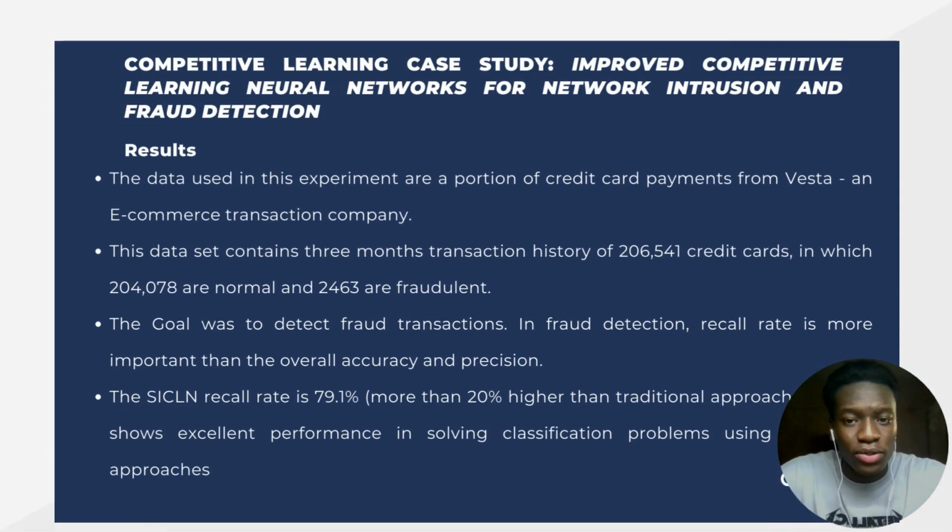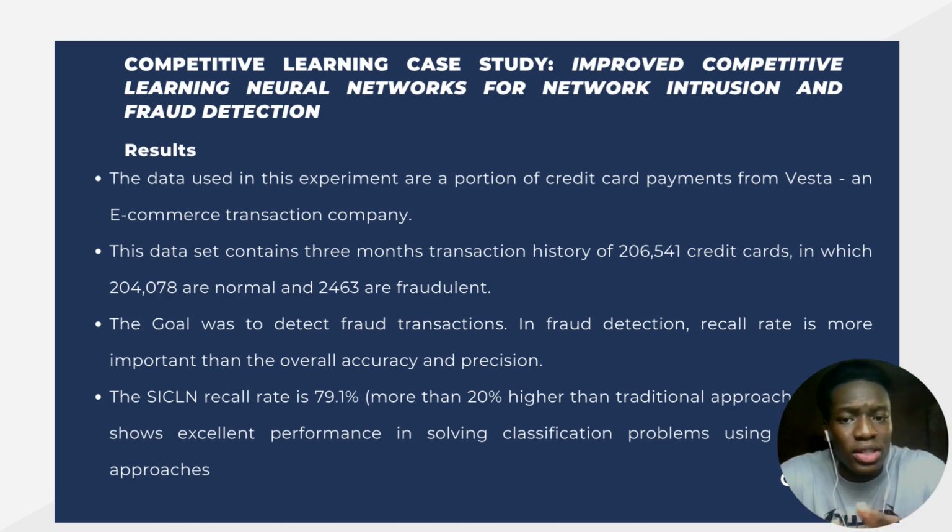Now, onto the results of this experiment. The data used in this experiment are a portion of credit card payments from Vesta. Vesta is an e-commerce transaction company, and the data contains 3 months of over 200,000 credit card transactions, in which 200,004 of them are normal, and about 2,500 are fraudulent. So we can already see that the number of fraudulent transactions is just a portion of the total transactions made.